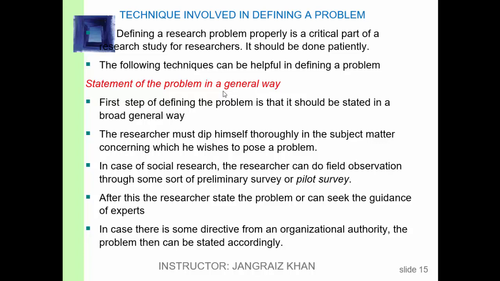properly. In case of social research, the researchers can do field observation through some sort of initial survey or pilot survey. After this, the researcher states the problem or can seek the guidance of experts. Similarly, you can also get guidance from your supervisor, from the organizational authority, from the concerned committee.